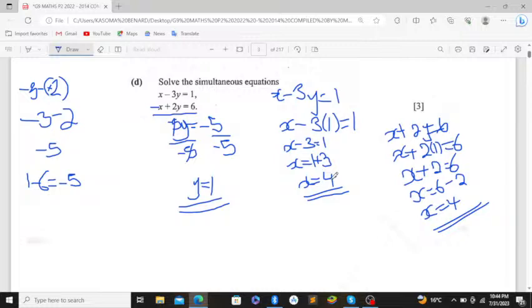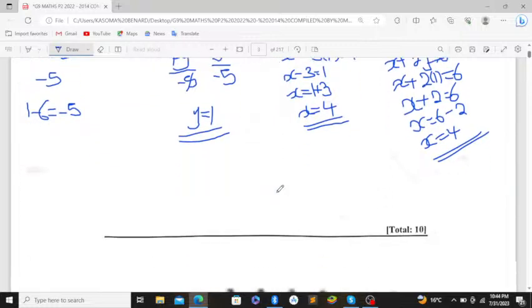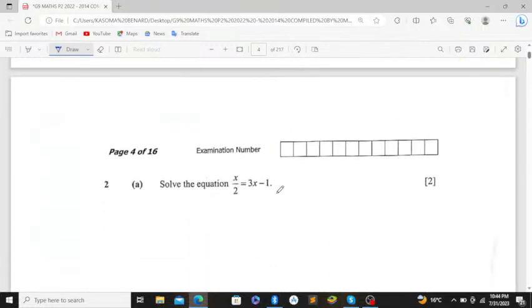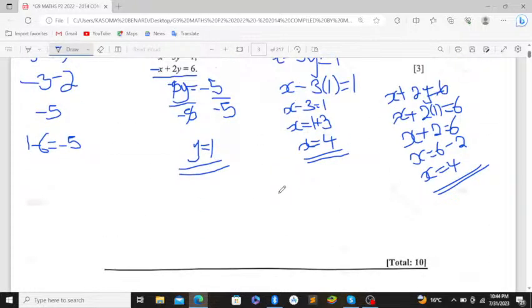If you have got questions, you can ask. So basically here we are done with question 1. That means we should be able to accumulate 10 marks.